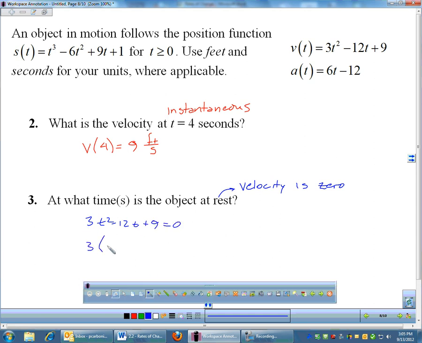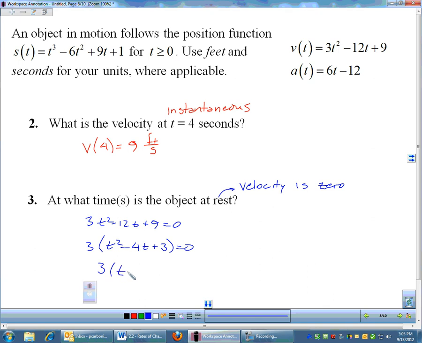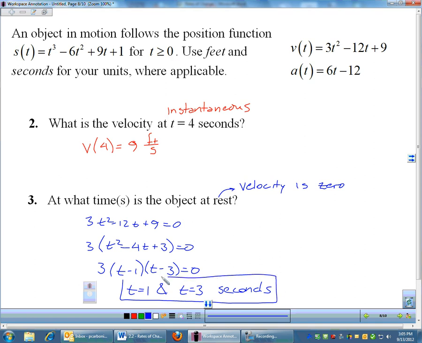So I'll factor out a 3, leaves me t squared minus 4t plus 3. Keep factoring. That'd be t minus 1, t minus 3. And you get t equals 1, and t is equal to 3 seconds. So when t is 1 and when t is 3, my object is at rest. It's not moving anywhere, just for a second.